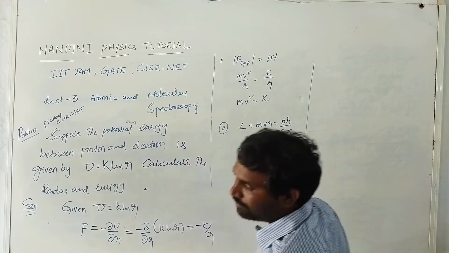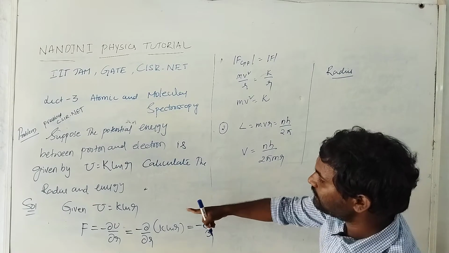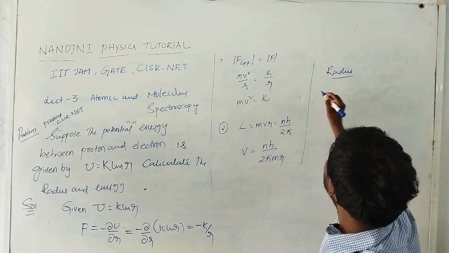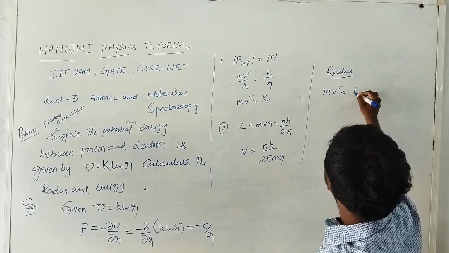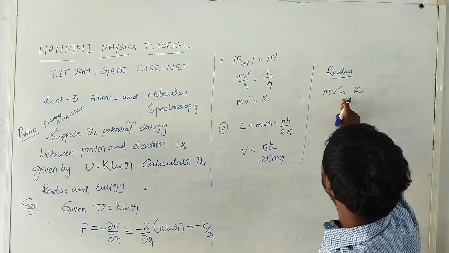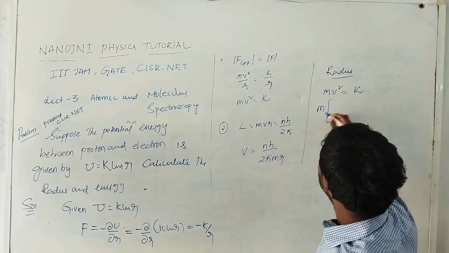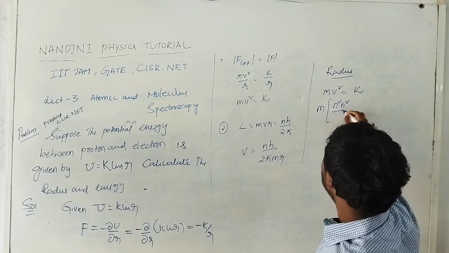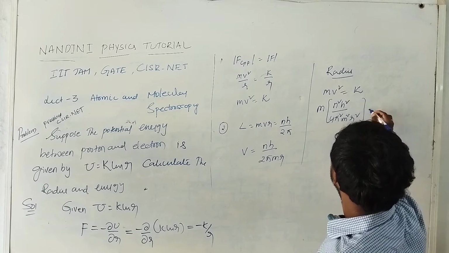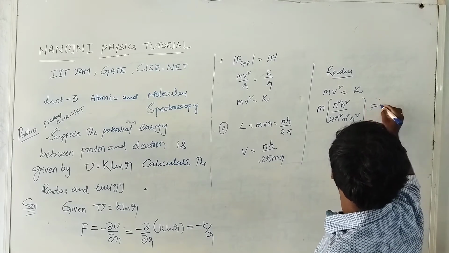What is the radius formula? mv square is equal to K only. From V square you can substitute this value into this equation, and you will get the R value. So m into V square, that is n square h square by 4 pi square m square r square, into r, is equal to capital K.